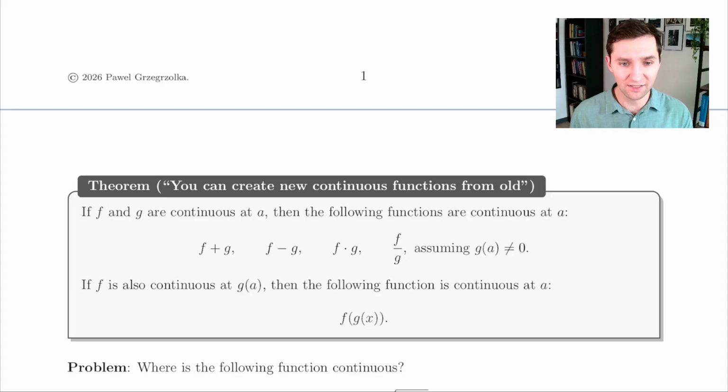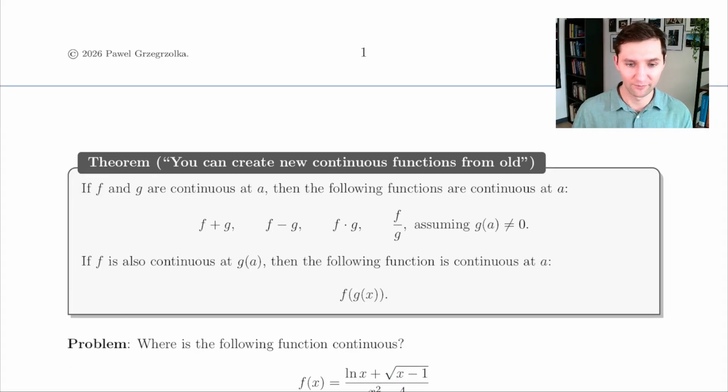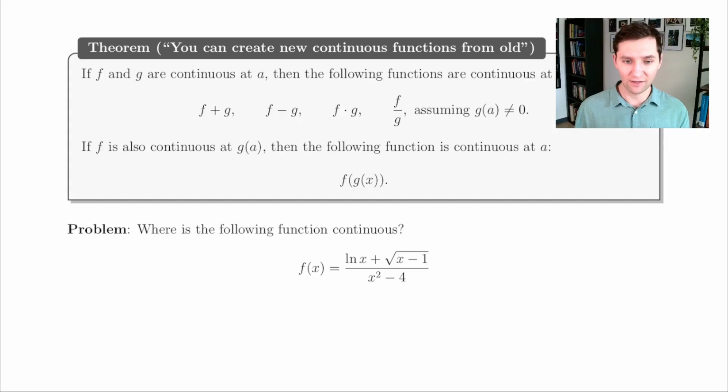Let's see if we understand this theorem by completing a problem. We are given a function, f of x. We must determine where this function is continuous. If you would like to try this exercise on your own first, this is a good time to stop the video. This function consists of three functions combined: ln of x, square root of x minus 1, and x squared minus 4.